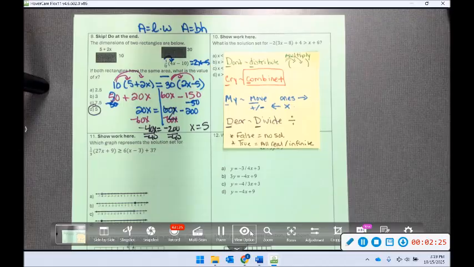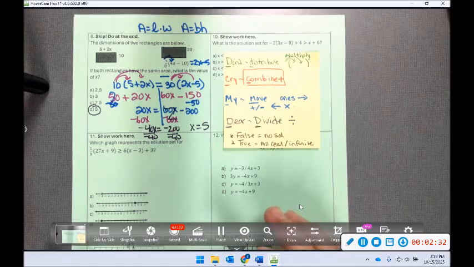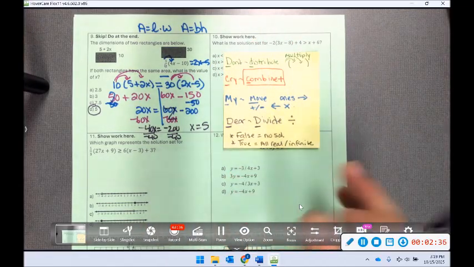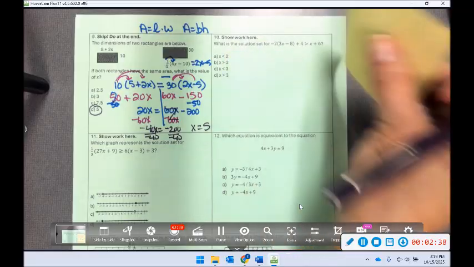Again, this test is going to require that you really know how to do this stuff. You're going to have to be able to come in here and just do it. You're not going to have a lot of time to go, oh, what do I do next? Make sure you know how to do these steps. Practice, practice, practice. All right, number 10.